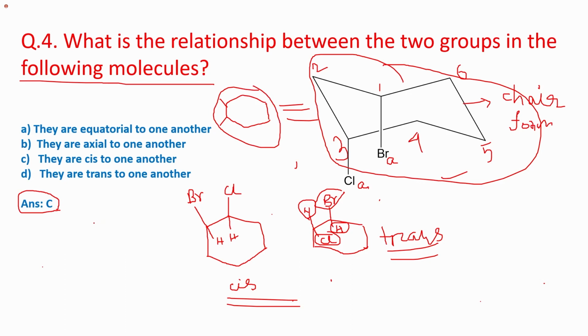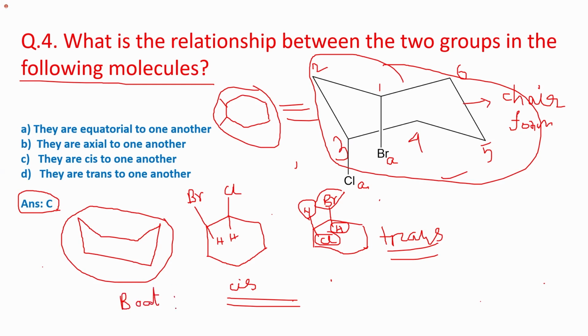Then there is something called the boat form. How does the boat form look? The boat form looks in this way. This is also a 6 member ring. So this is called the boat form. This is the boat form, and this is the half chair.